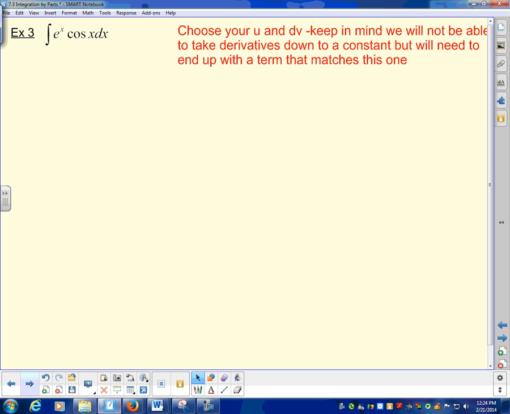One more example here. Throw a curveball at you. With the integral of e to the x cosine of x dx. Now what? What are we going to let be our u? What are we going to let be our dv? Choose wisely or we'll have to start all over again.